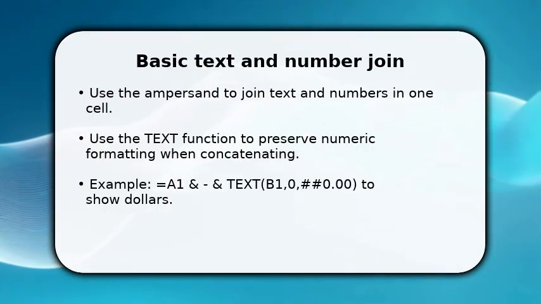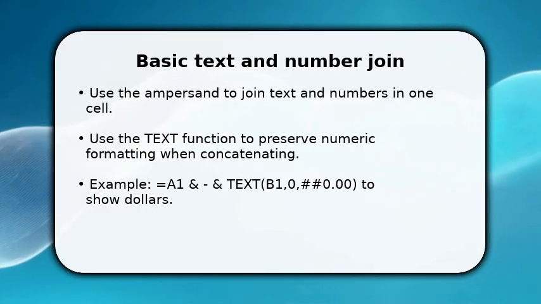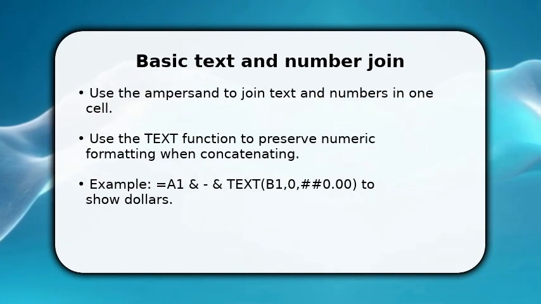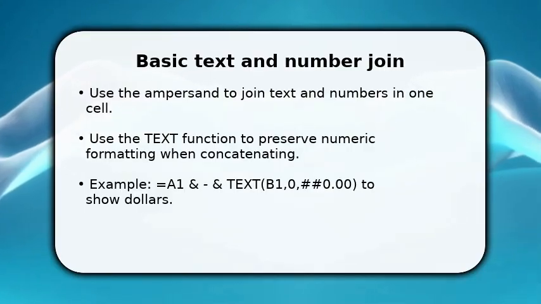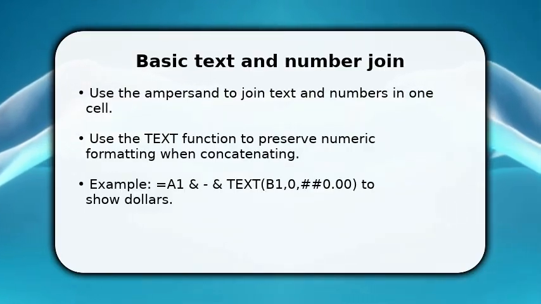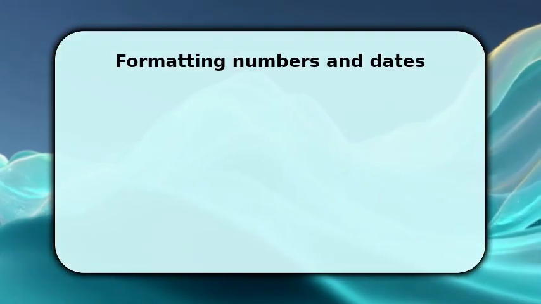Always use the TEXT function to control numeric appearance when concatenating values. For example, use equals A1 & " " & TEXT(B1, "$#,##0.00") to show dollars. This prevents Excel from dropping decimals or percent signs. When combining dates or percentages, format them before joining to preserve appearance.